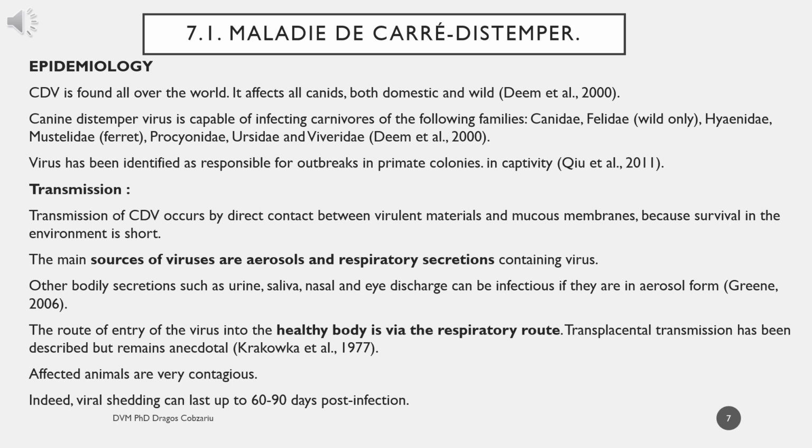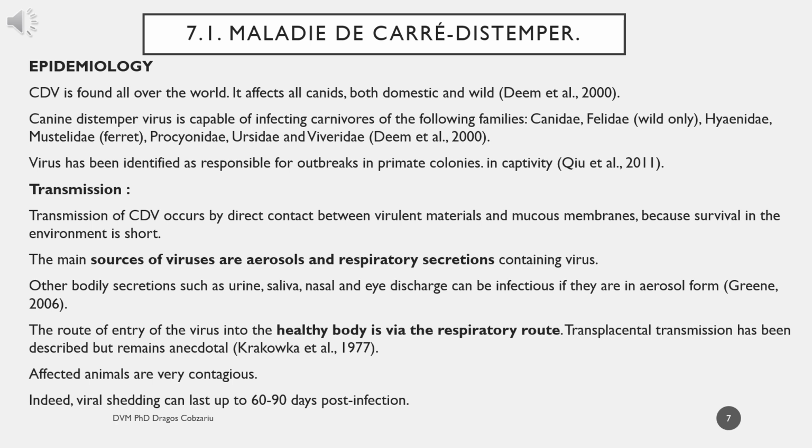In captivity. Transmission. Transmission of CDV occurs by direct contact between virulent materials and mucous membranes, because survival in the environment is short. The main sources of viruses are aerosols and respiratory secretions containing virus. Other bodily secretions such as urine, saliva, nasal and eye discharge can be infectious if they are in aerosol form. The route of entry of the virus into the healthy body is via the respiratory route. Transplacental transmission has been described but remains anecdotal.